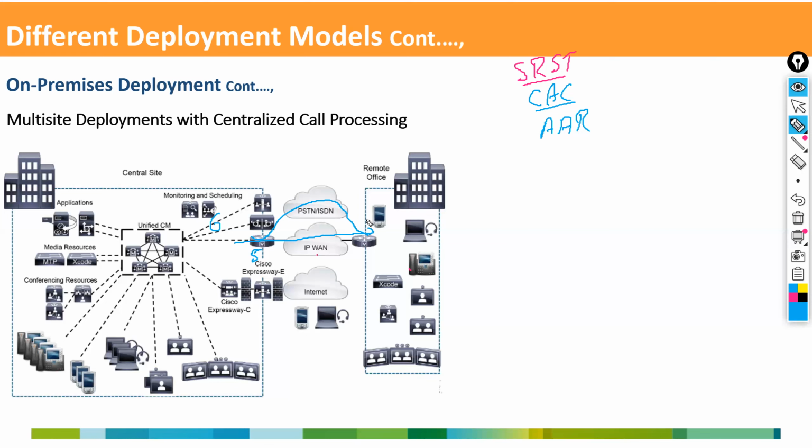If you have applied CAC, then only you have to configure AAR. If there is no CAC, then it is not required to configure AAR either. That's how it is, based on the requirement. Clear? Okay. So that's how the multi-site with centralized call processing model works.